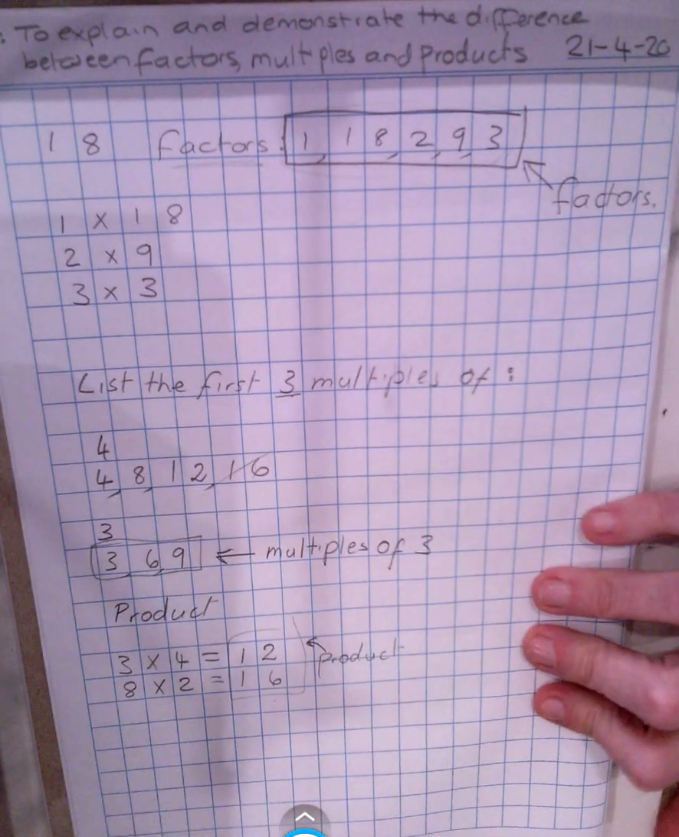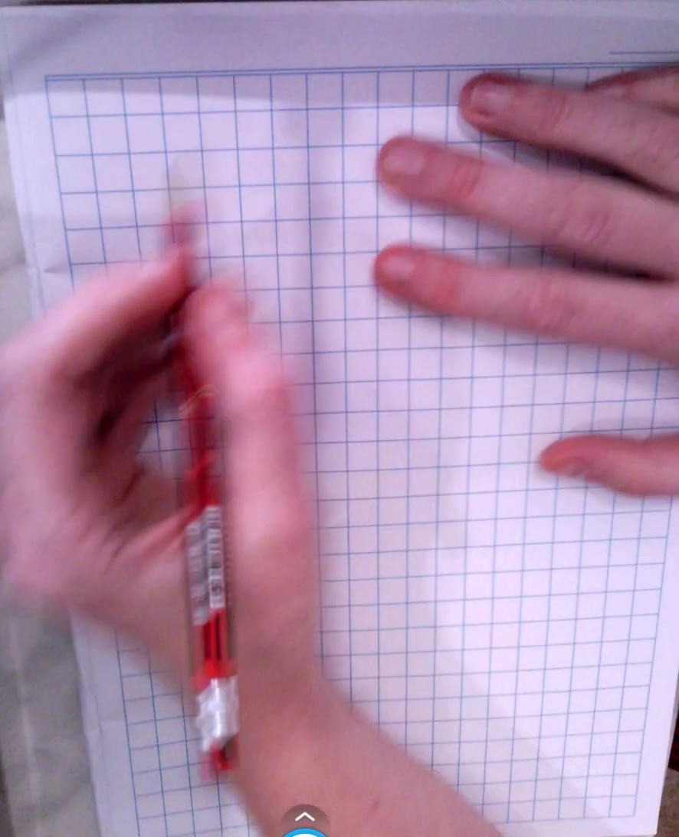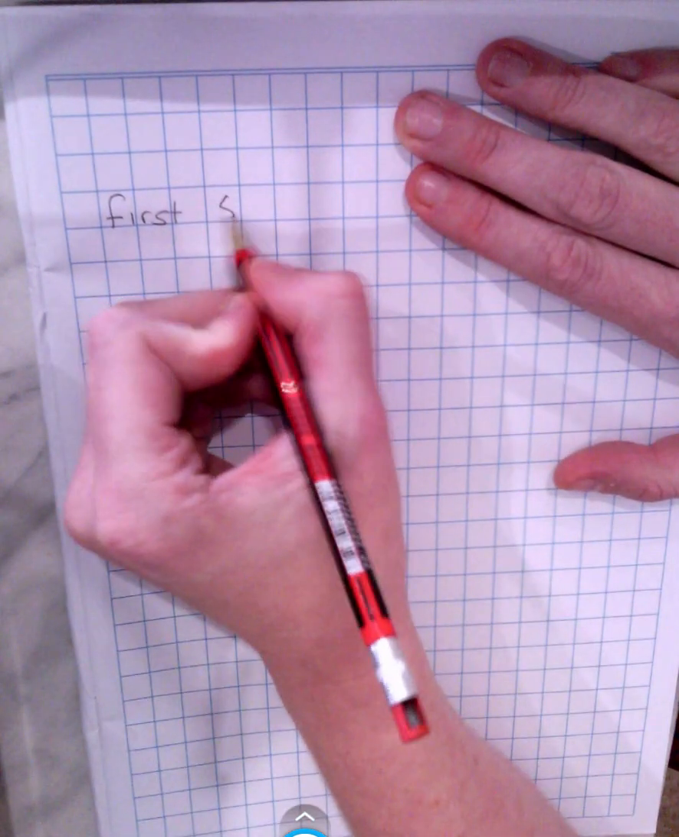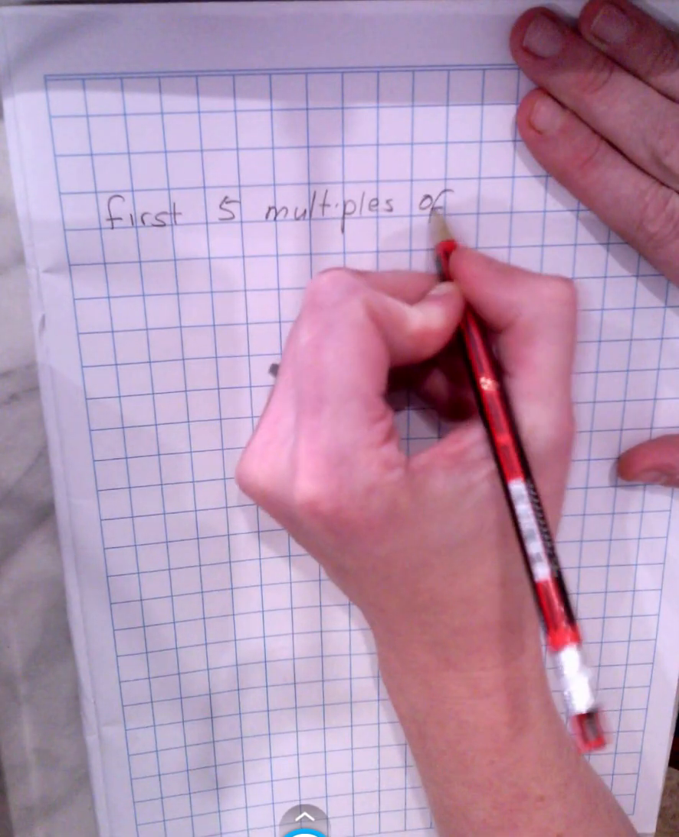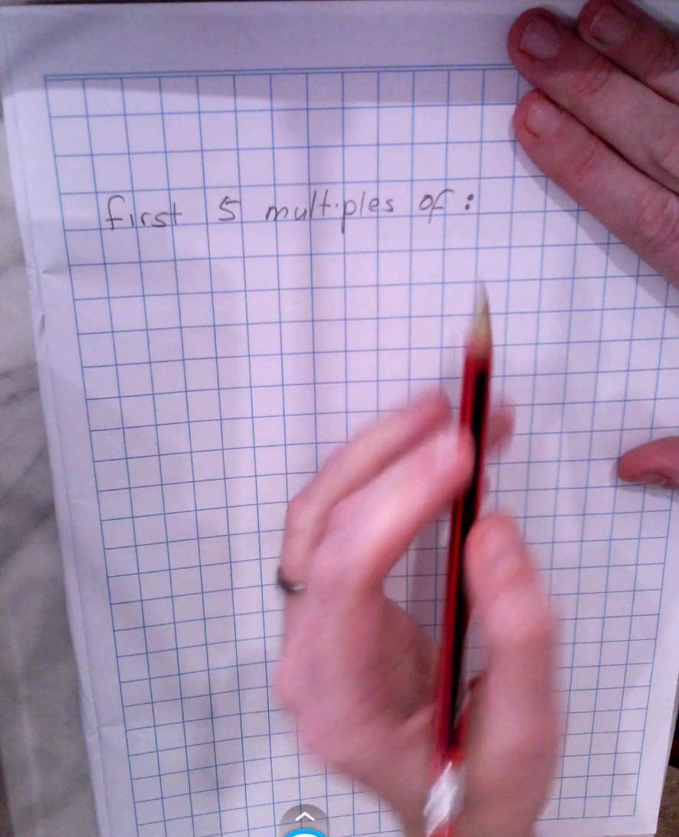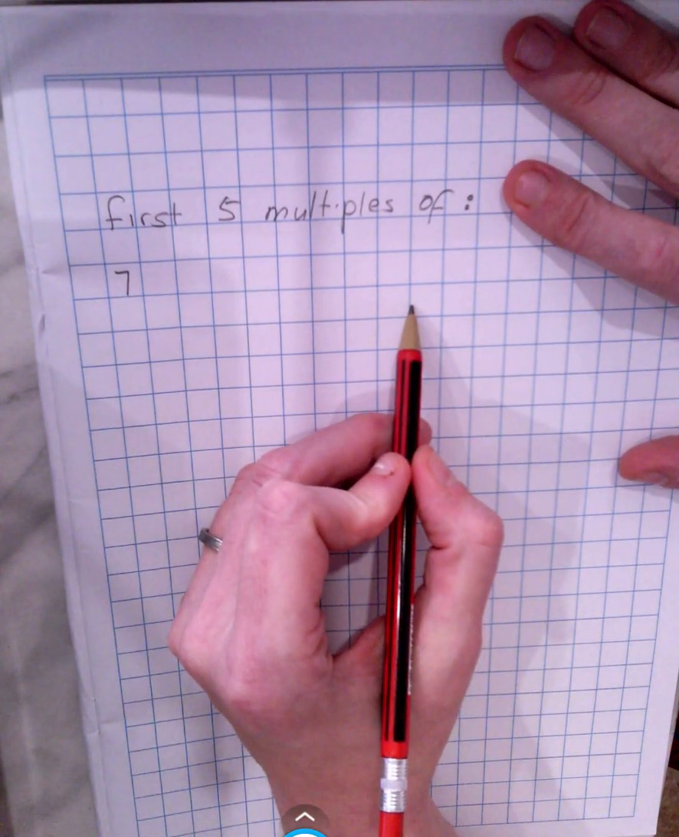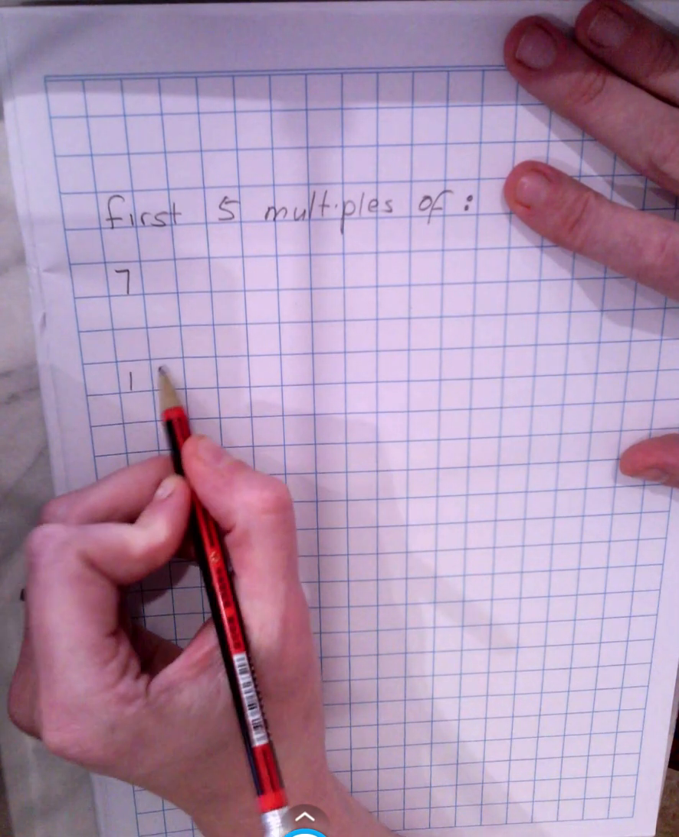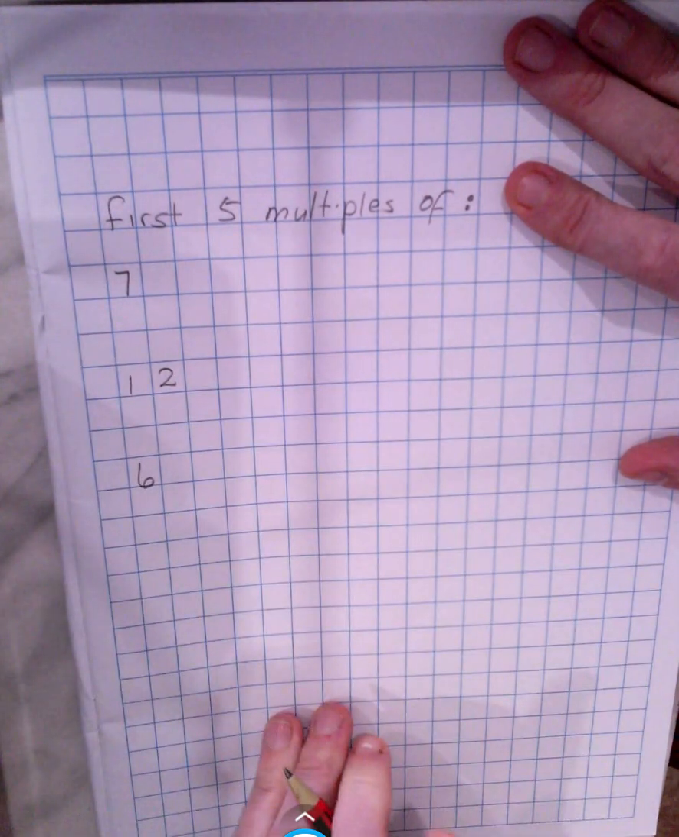All right, so what I want you to do now is I want you to answer the following questions. I want you to write me the first 5 multiples of, and you can write it just like this, 7, and then you'll write the first 5 multiples there separated by commas, and I want you to do 12, the first 5 multiples of 12, and I want you to do the first 5 multiples of 6.